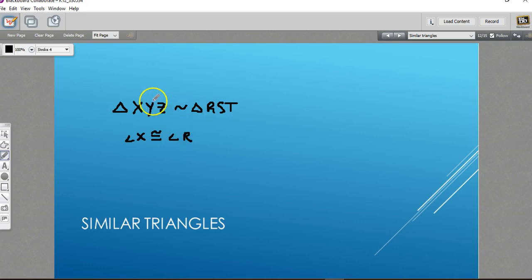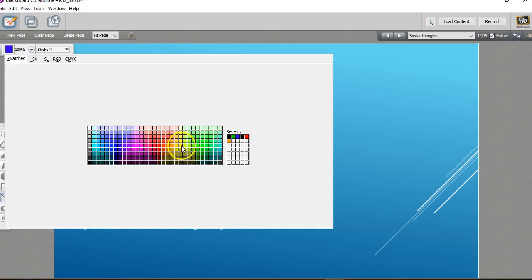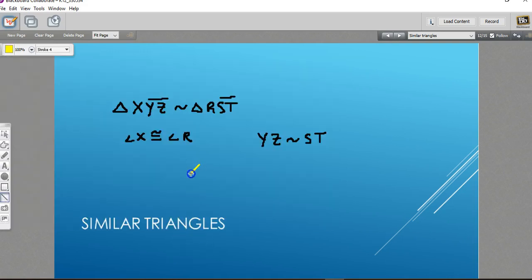But segments like YZ and ST, they will be similar. So for instance, YZ will be similar to ST. If you're not kind of catching the vision here, let me go ahead and draw up a couple of triangles. Okay, so here is triangle XYZ. And they tell us that triangle XYZ is similar to triangle RST.